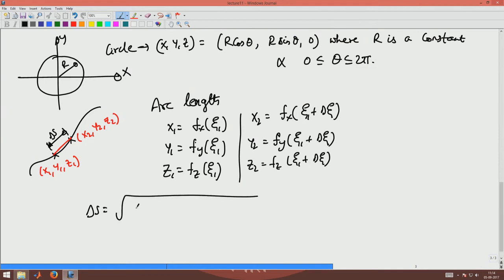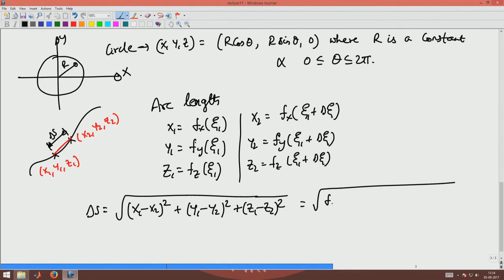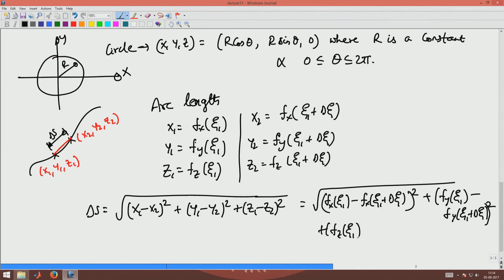it would be the square root of x1 minus x2 the whole square plus y1 minus y2 the whole square plus z1 minus z2 the whole square, which will be the square root of f of x at psi 1 minus f of x at psi 1 plus delta psi, the whole square, plus f of y at psi 1 minus f of y at psi 1 plus delta psi, the whole square, plus f of z at psi 1 minus f of z at psi 1 plus delta psi, the whole square. Okay, that is delta s.